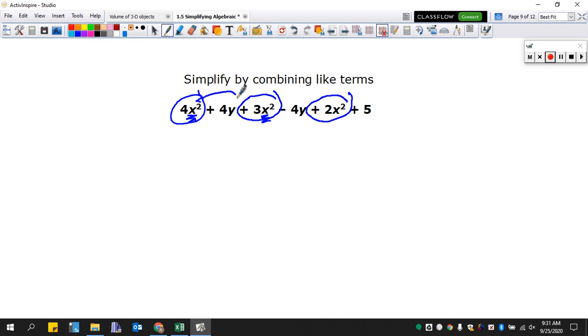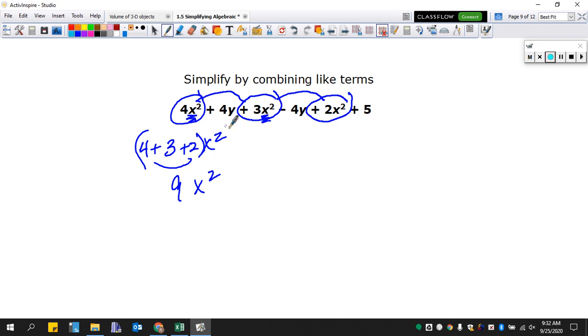Okay, so we have 4x squared plus 3x squared, which is 7x squared, plus another 2x squared. So we have the x squareds here. Well, hang on. Let me redo this. I can have 4 plus 3 plus 2 x squared. All right, which is 4 plus 3 plus 2 is 9x squared.